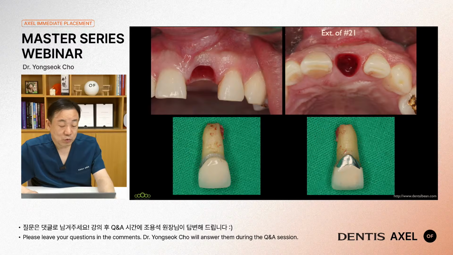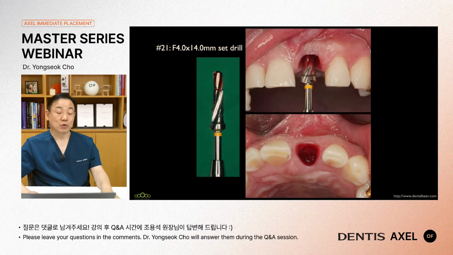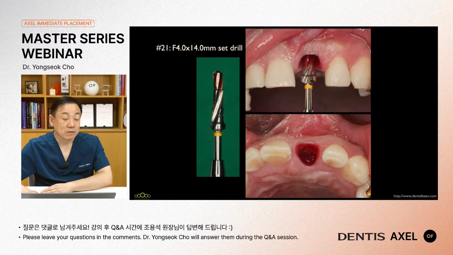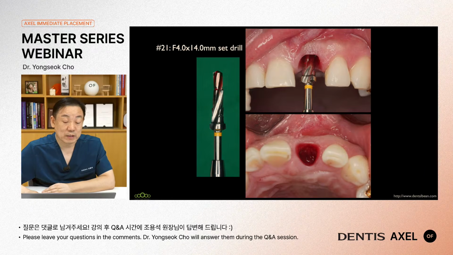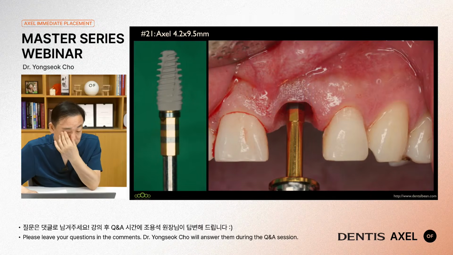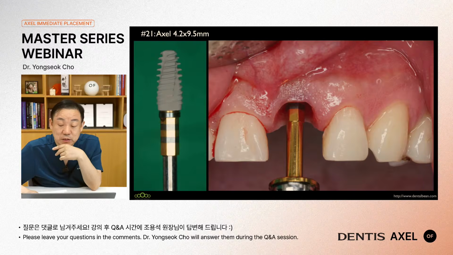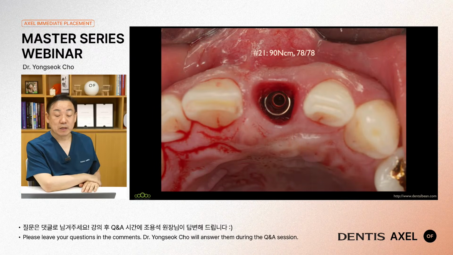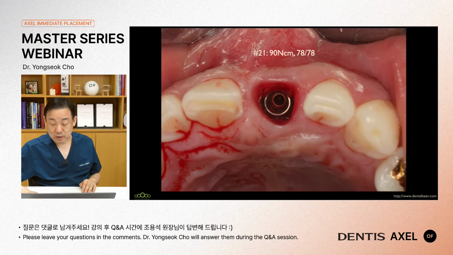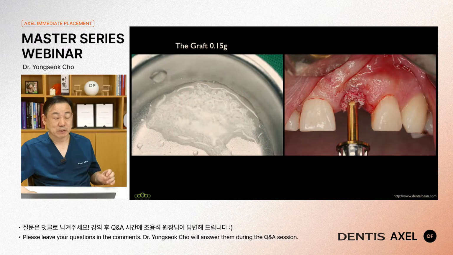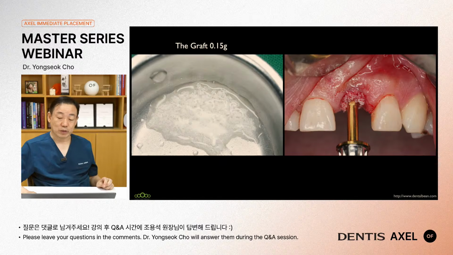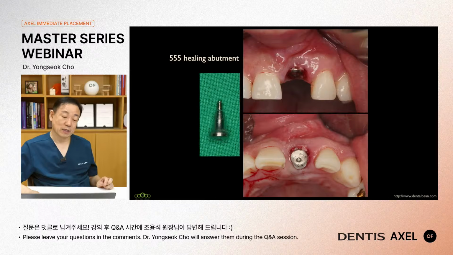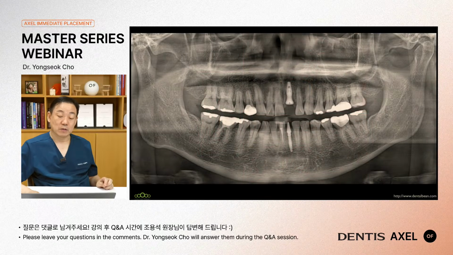After extracting 21, osteotomy until the 4 by 10 millimeter set drill, and placed implant, 4.2 by 9.5 millimeter. I can get strong primary stability, so I decided to connect healing abutment. Before connecting healing abutment, intrasocket bone grafting was done as a routine way, and surgery finished.